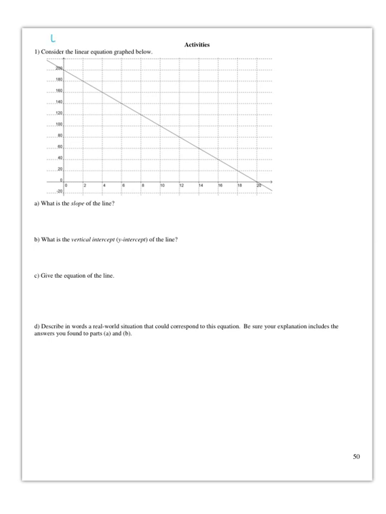These are the activities for lesson 6. We can see that we have a linear equation graphed below. The first question asks us to find the slope of the line. To find a slope, we need to have 2 points, and you can pick any 2 points on your graph.